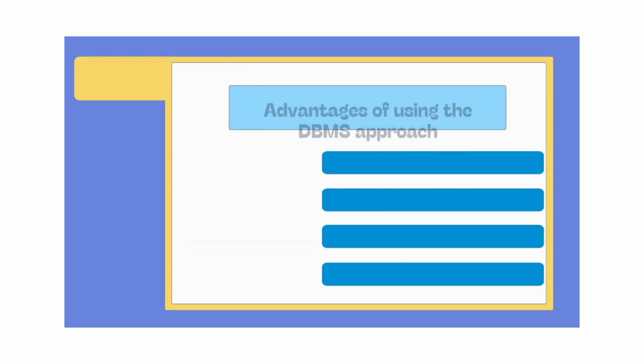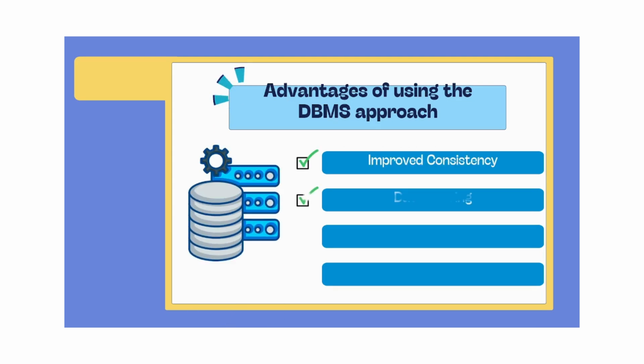The next one is improved consistency. Improved data consistency in DBMS is crucial for ensuring the accuracy, reliability, and integrity of stored data. It involves maintaining a state where data remains valid according to defined rules and constraints, even in the face of concurrent transactions. This is achieved through mechanisms like data validation, concurrency control, and the enforcement of ACID properties.